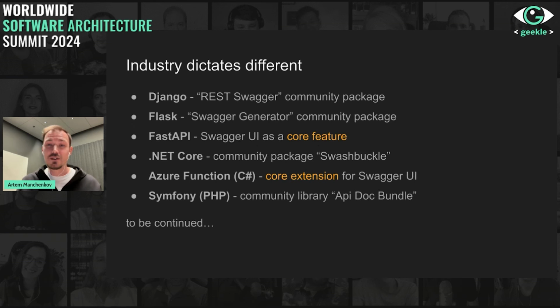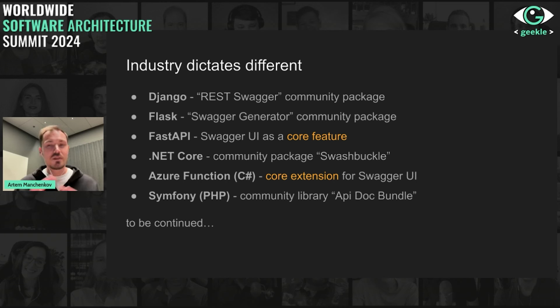And I think here's why. Our industry dictates a different vision. Django, which is one of the most popular Python frameworks, has a package to generate specs from your code, but not the other way around. Flask, also popular in the Python world, does the same thing. In the FastAPI Python framework, they even included a generator as a core feature.